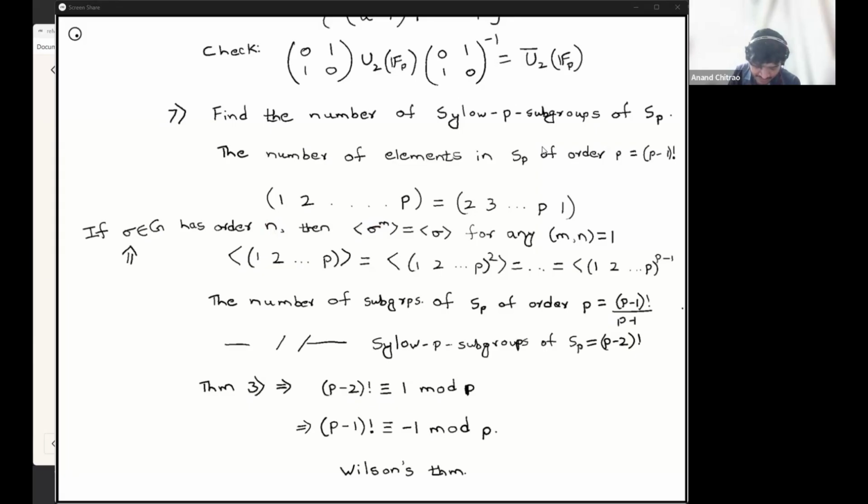This is implied by the fact that the order of sigma power m equals n divided by the GCD of m and n. But if m and n are coprime, then the GCD is 1 and the order of sigma power m is n. So the subgroup generated by sigma power m is of size n and is contained in the subgroup generated by sigma, but the sizes match and therefore there is an equality.